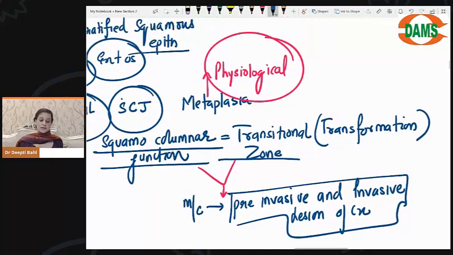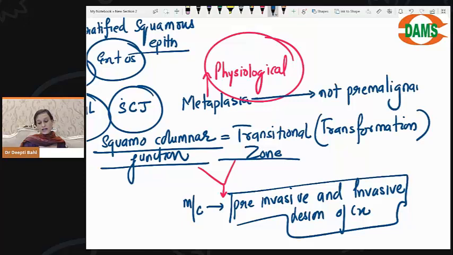Also, please understand, as far as metaplasia is concerned by itself at the level of the cervix, this metaplasia is not considered as pre-malignant. I told you, metaplasia in cervix is physiological, okay? It is physiological. So if they ask you, is metaplasia in cervix a pre-invasive lesion or a pre-malignant lesion? The answer is no. Okay, this is a physiological process. It's not pre-invasive or pre-malignant. Is it clear to everyone? Okay.